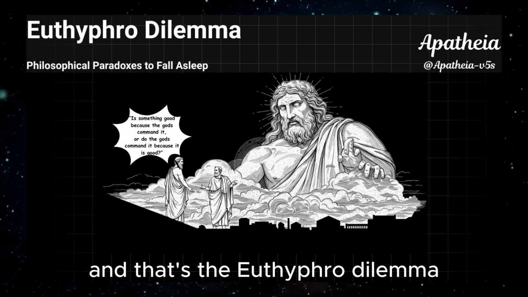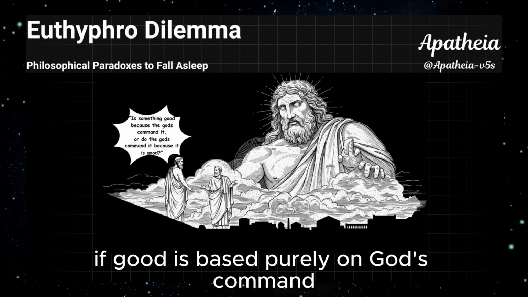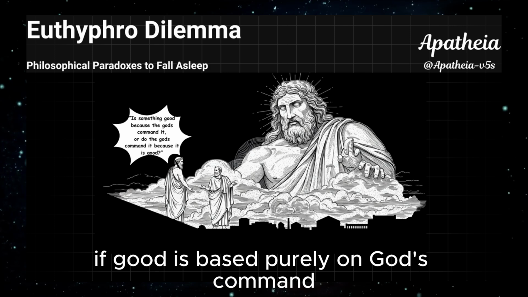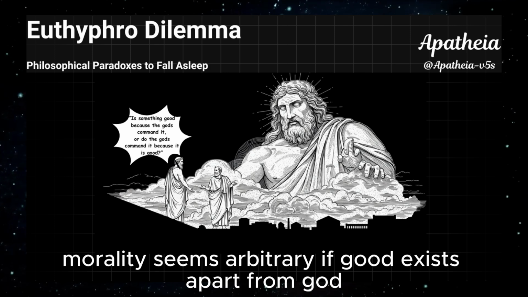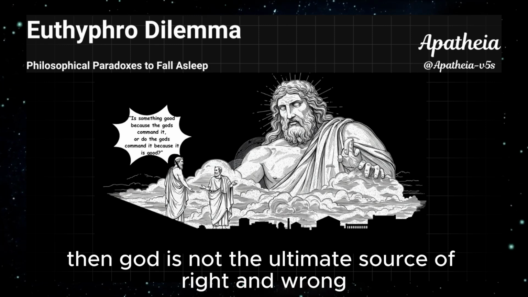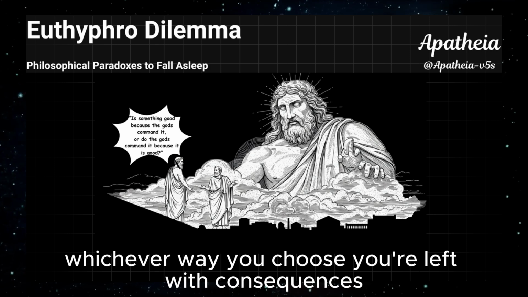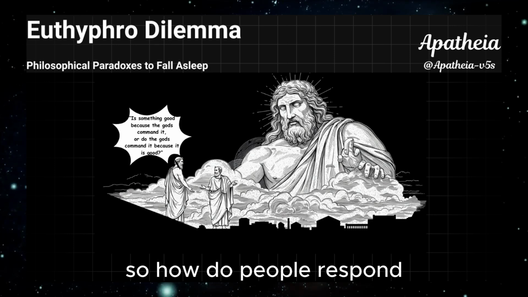And that's the Euthyphro Dilemma. Both answers seem to weaken something important. If good is based purely on God's command, morality seems arbitrary. If good exists apart from God, then God is not the ultimate source of right and wrong. It's a true philosophical dilemma. Whichever way you choose, you're left with consequences. So how do people respond?